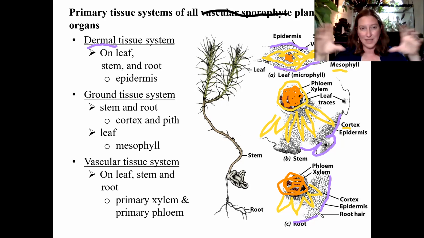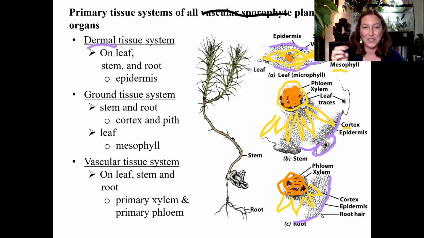Dermal system is the skin. Ground tissue system is the middle part, right? All that middle part. And then vascular tissue system is usually restricted to the center of whatever you're talking about. So a root, a stem, or a leaf, you're looking at vascular tissue mostly being localized in the center.